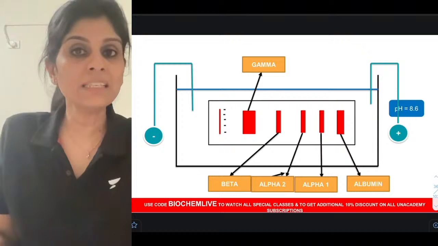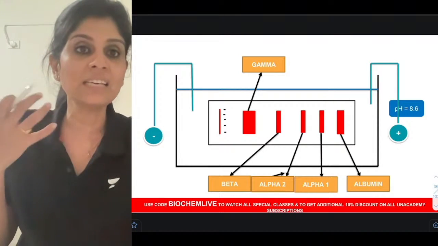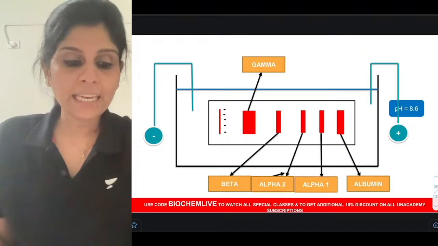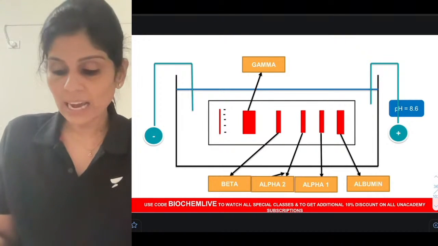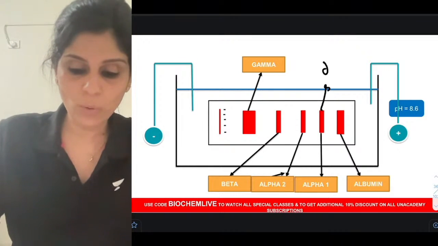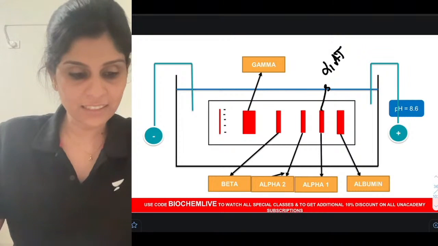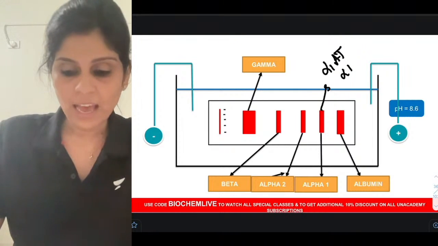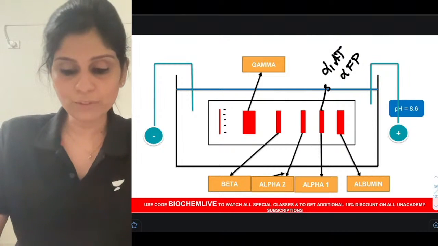So what are the proteins that are present in the alpha 1 band? Can all of you type in the chat box any protein names you can recollect which have the prefix alpha 1? It has got alpha 1 antitrypsin. Alpha 1 has got alpha 1 antitrypsin. Very good Saurav, excellent.